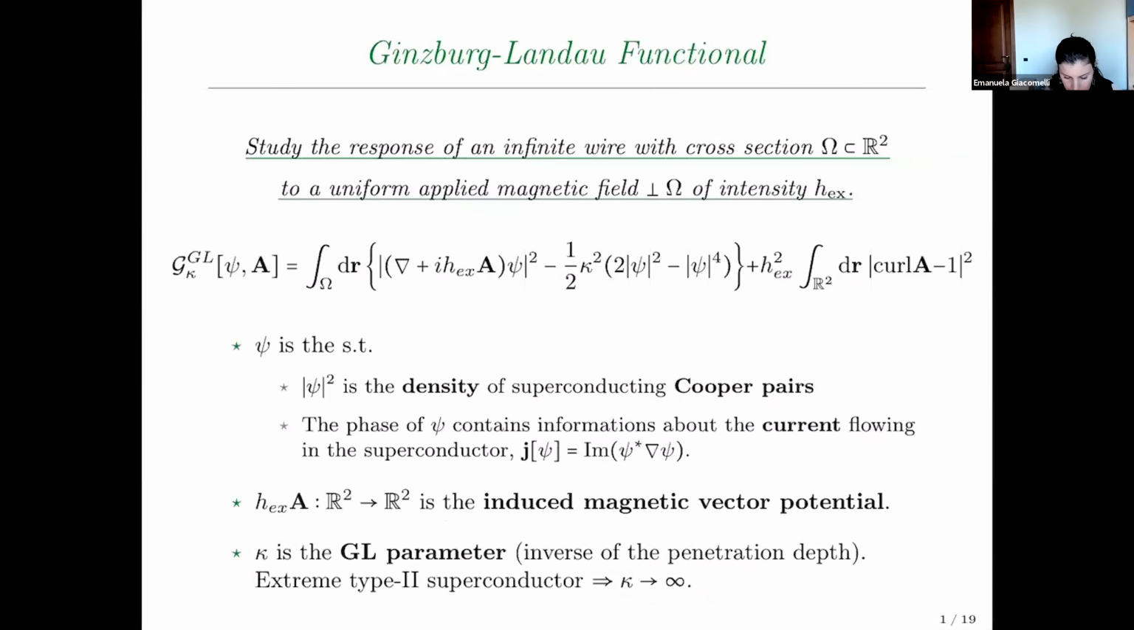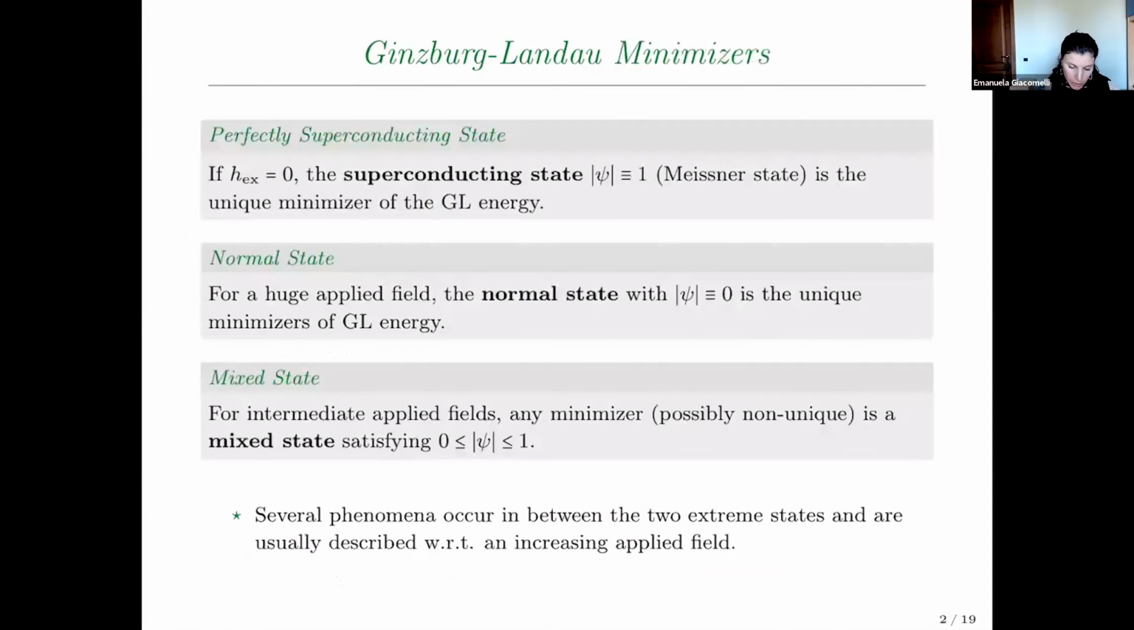Maybe I want to underline that the dependence on Hx in the functional is here, and depending on this value, you can have different behaviors of your minimizing pair psi, A. In particular, if the intensity of the external field is really, really small, we can say that this is almost 0, then the only minimizer of the Ginzburg-Landau energy functional is given by a pair psi, A, where in particular the modulus of psi is identically equal to 1. This means that the density of the Cooper pairs is equal to 1. So all the electrons are paired.